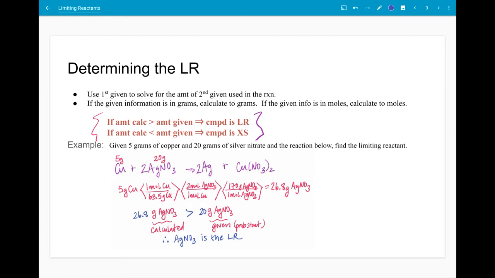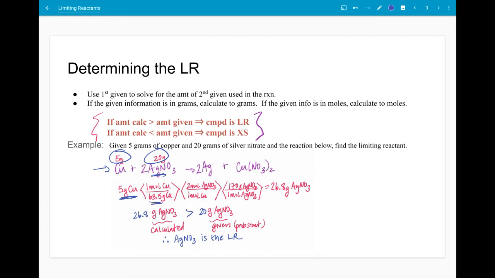Given 5 grams of copper and 20 grams of silver nitrate and the reaction below, find the limiting reactant. Okay, so first off, let's make sure we realize this is a limiting reactant problem. We have 2 givens. So I'm going to take my 5 grams of copper and I'm going to solve for grams of silver nitrate to see who runs out first. So I'm going to convert to moles, multiply by the mole-to-mole ratio, and then I can go from moles back to grams.